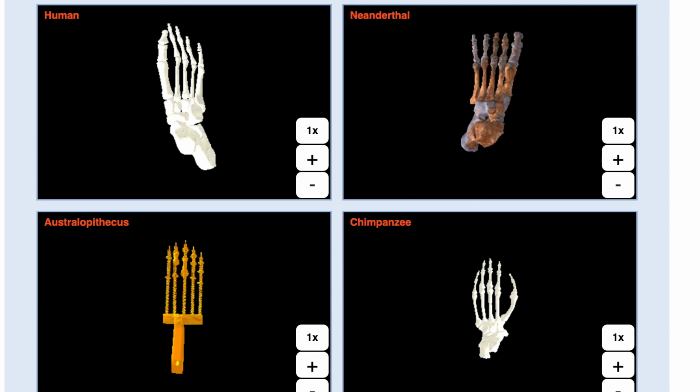So again, think about the shape of the pelvis, think about the shape of the femoral head, whether or not the toe is opposable, and all of these should allow you to figure out whether your species was bipedal, not bipedal, or somewhat bipedal.